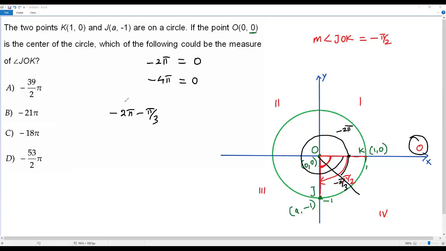So now we can ignore this negative 2 pi, because it gives the position of negative pi over 3. So whenever we have an angle measure in terms of the angle measure of full rotation, we can ignore that, we can consider the rest. Now we have to apply the same logic in each of the options. Let me check the options one by one.